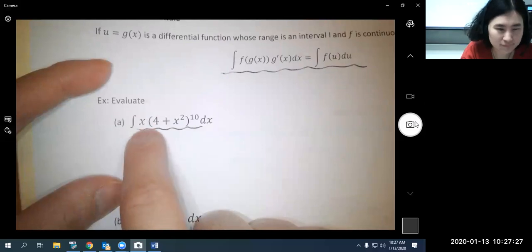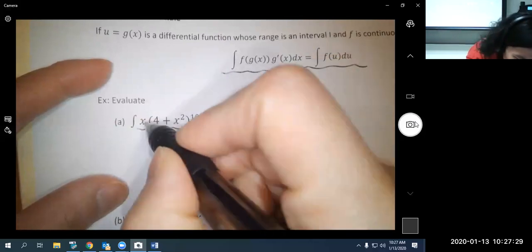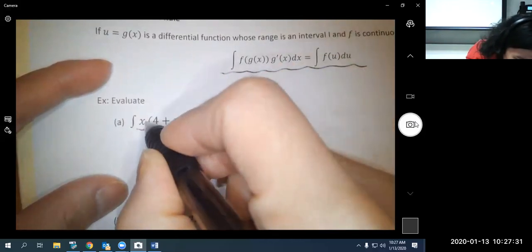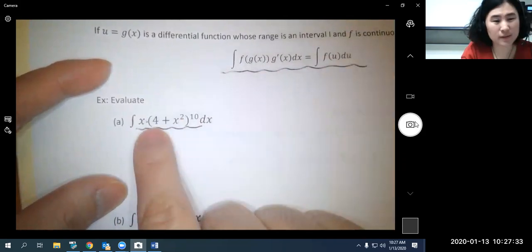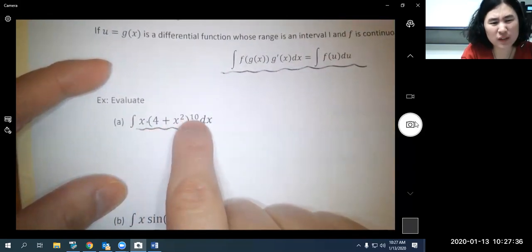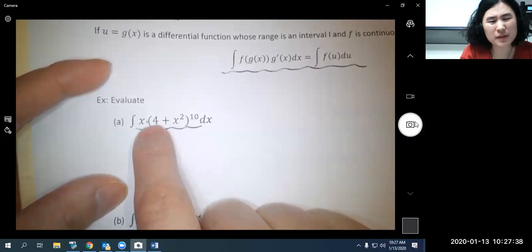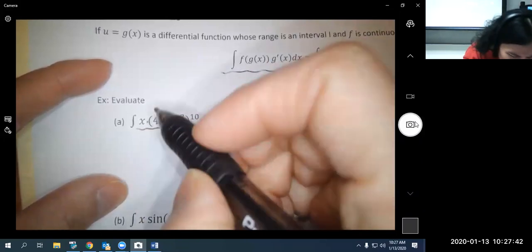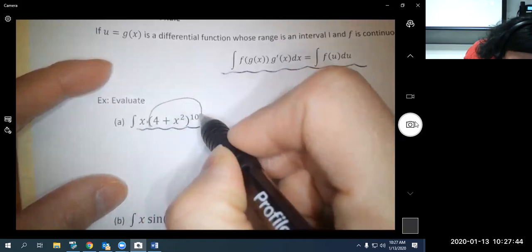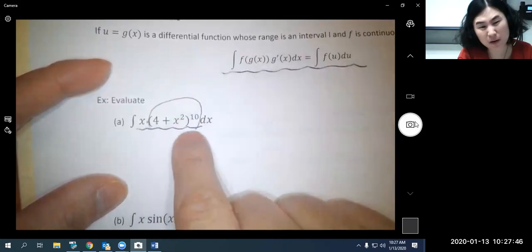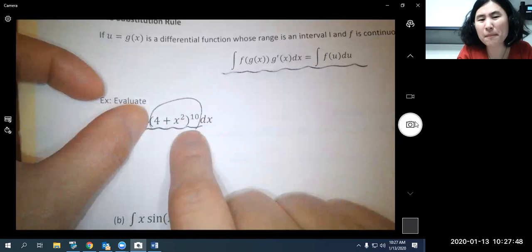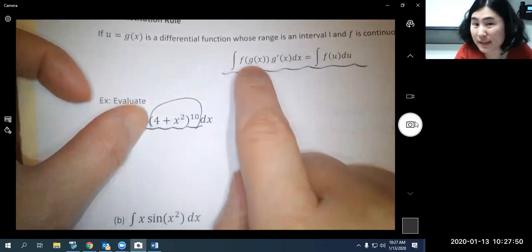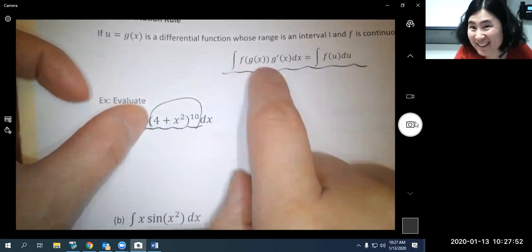It is a simple function. However, x times the parentheses 4 plus x squared to the 10th power. This is 4 plus x squared to the 10th power. Just for this part, I'm asking you guys, is this part of the function a composite function? Do you understand a composite function? f of g of x.